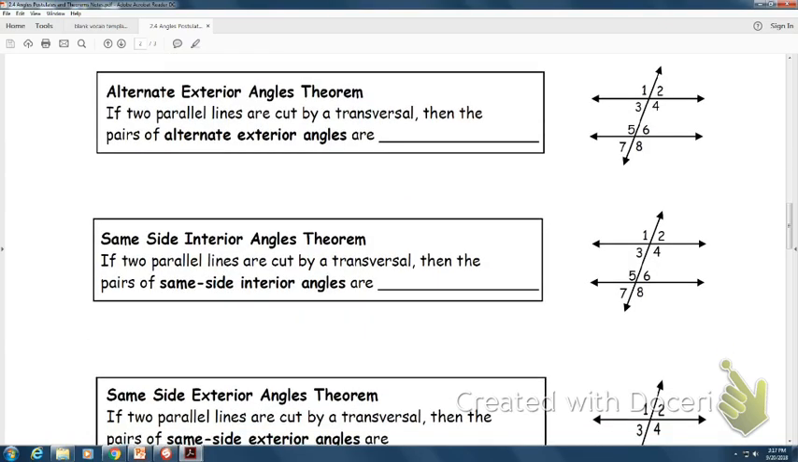Okay, alternate exterior angles theorem. If two parallel lines are cut by a transversal, then the pairs of alternate exterior angles are congruent. Okay, mark your alternate exterior angles. Somebody give me one pair. 1 and 8. Somebody give me the other pair. 2 and 7.